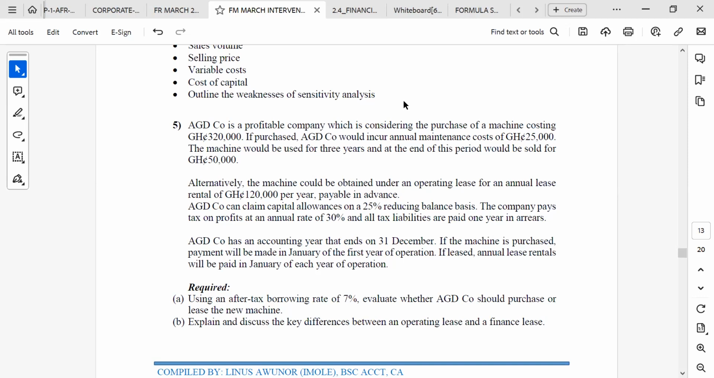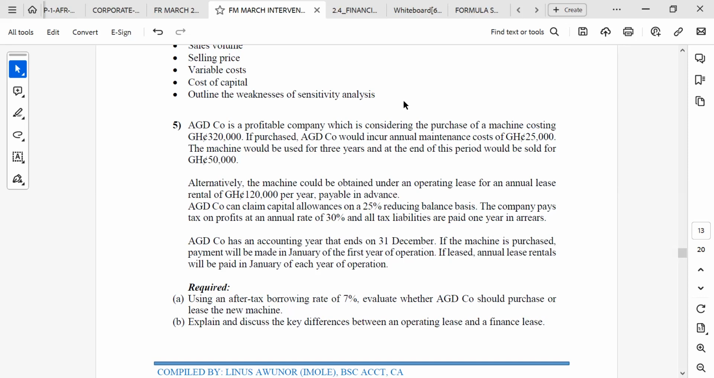If it is an operating lease, the lease rent tax, if you pay, it will be tax allowable. So you'll be enjoying some tax benefit on it. But you have to take into consideration how the rent tax is being paid. It can be paid in arrears or it can be paid in advance. Okay, what rate do we use, what discount factor do we use?